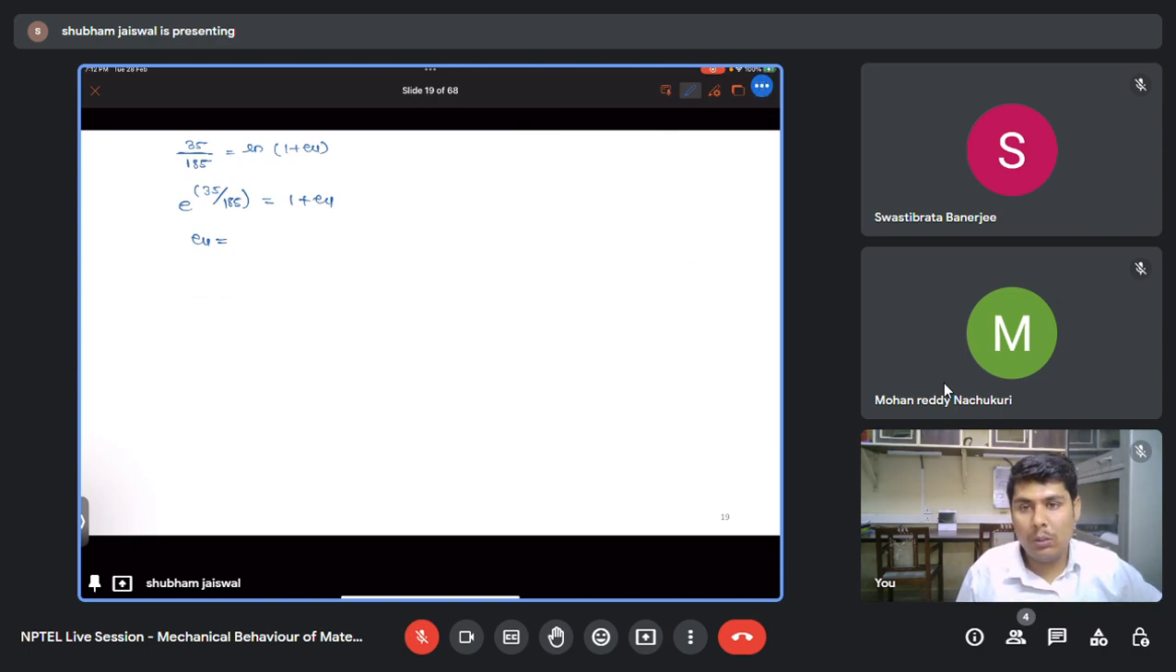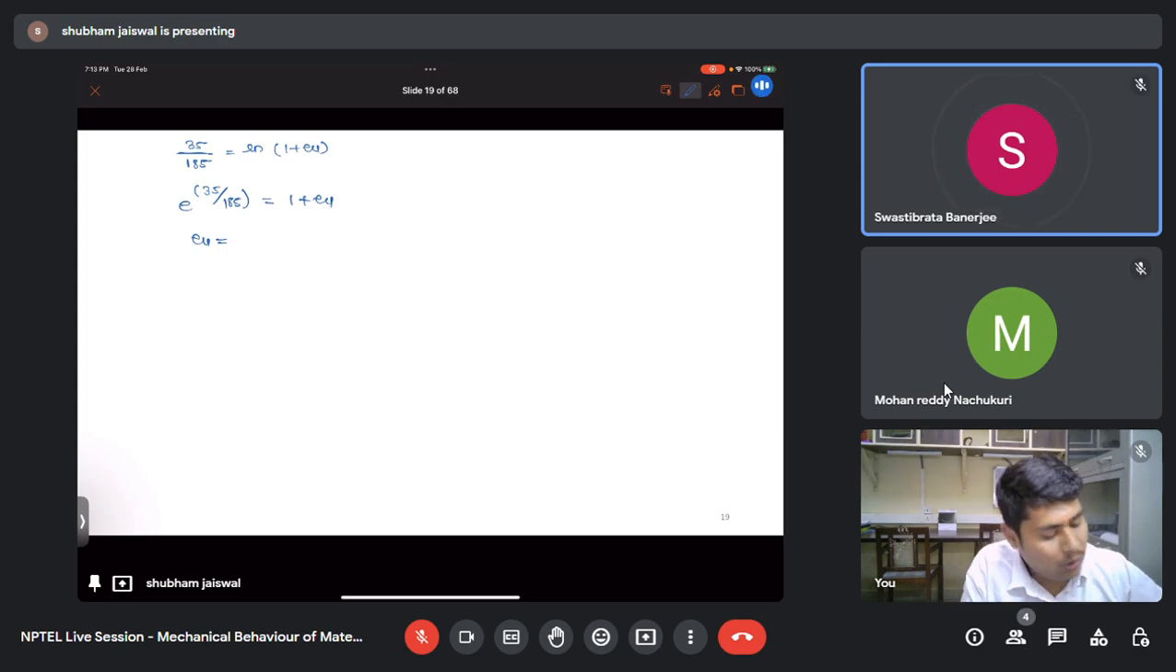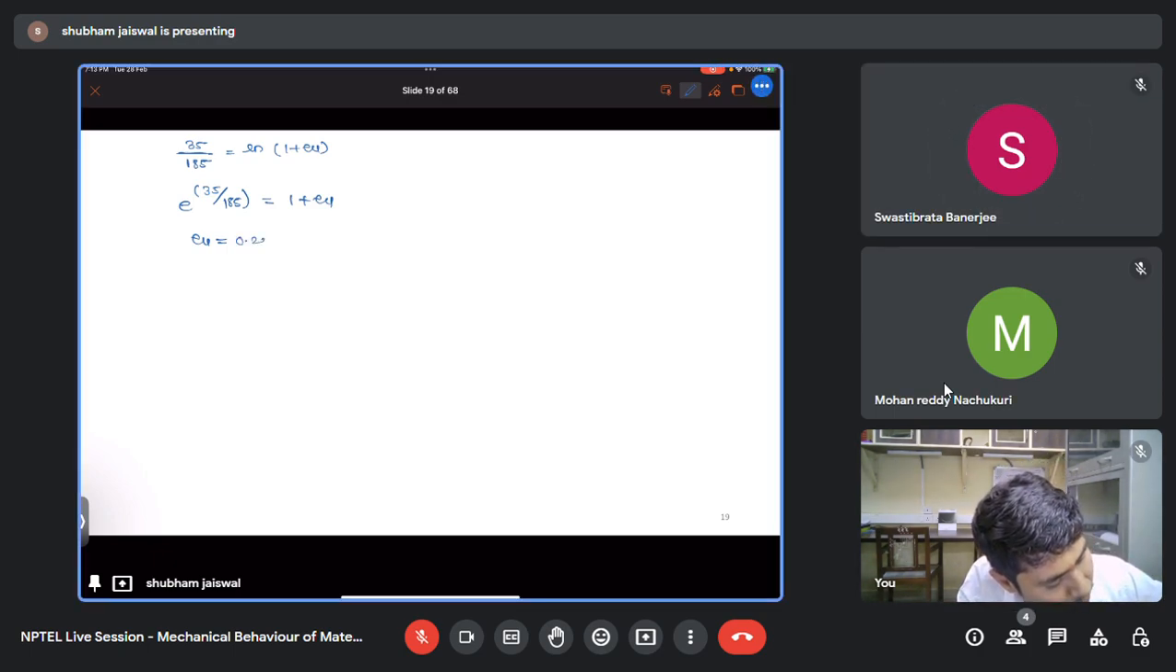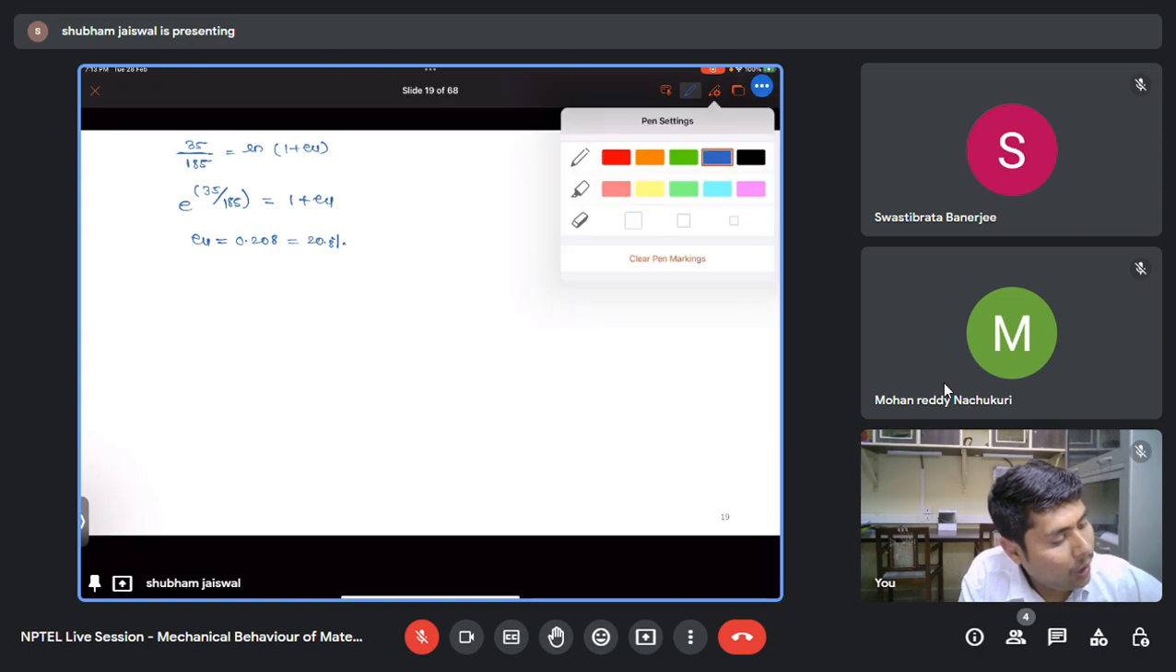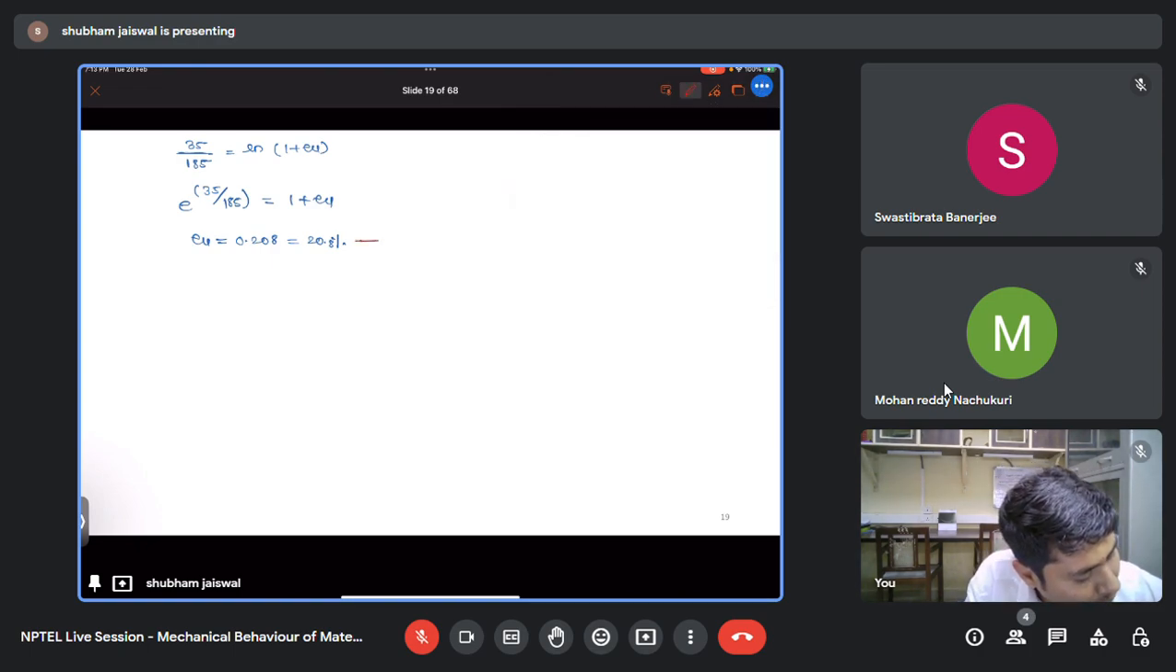So it should come around 0.20. So it is 0.20, which means 20%. Okay, it's 0.208. So 20.8% is the uniform elongation. This is the answer to the first term, that is, the A part.